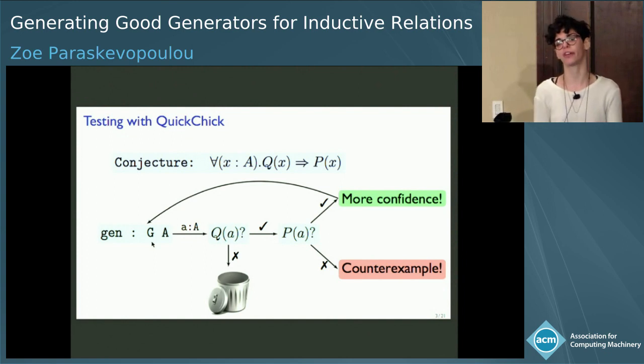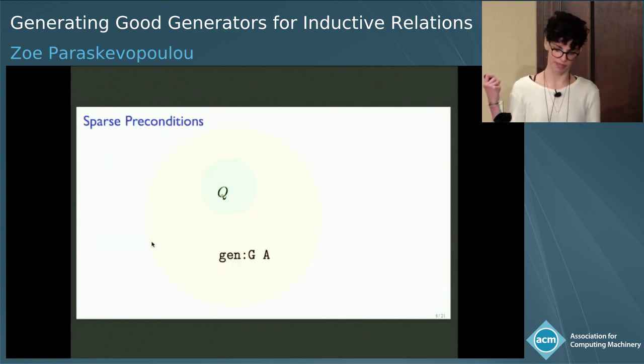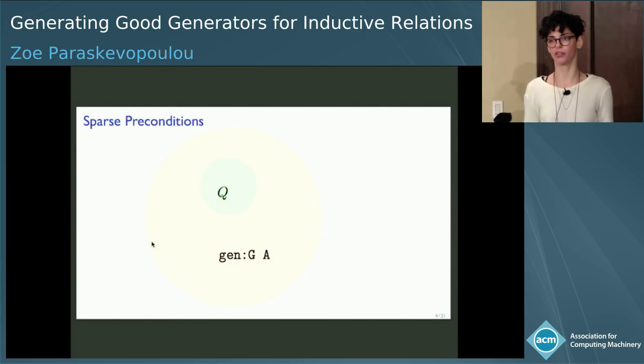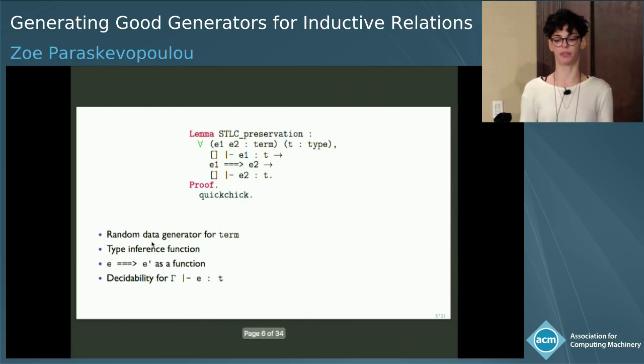However, this can be very, very problematic when the preconditions are sparse. It could be the case that the precondition holds for a very, very small portion of the range of our generator. We can see an instance of that. Say that we want to prove preservation for simply typed lambda calculus, and first we want to test to see if it's true.